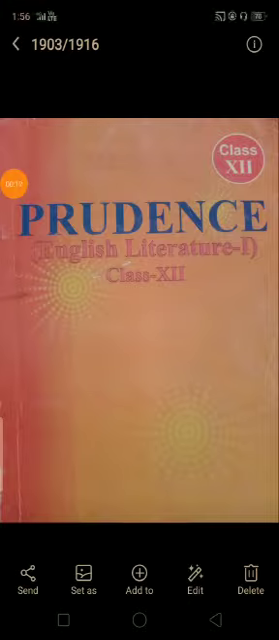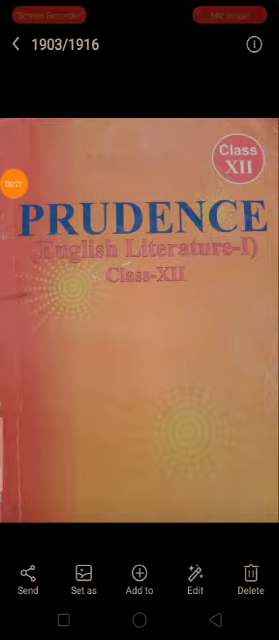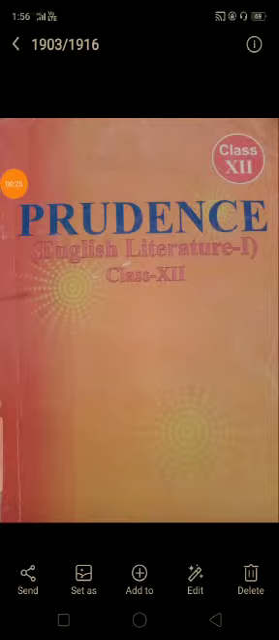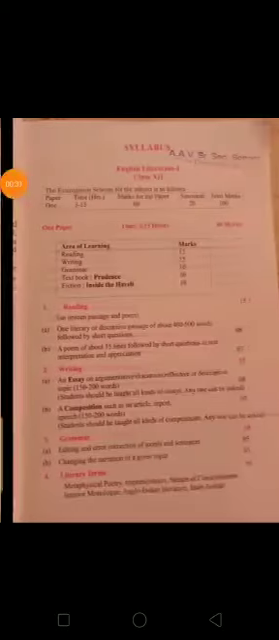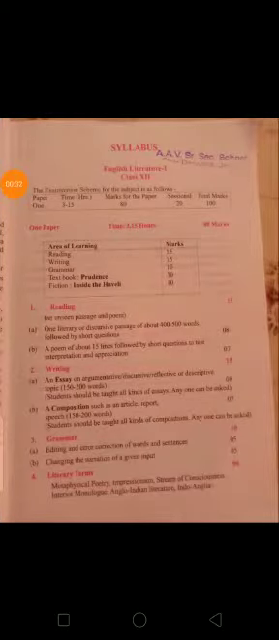From your text, we have Prudence. This is the cover page of your book, Prudence, and it carries 30 marks for your board exams. What do you mean by prudence? Prudence means wisdom, intelligence, sagacity. Now we go through the content of the chapters.